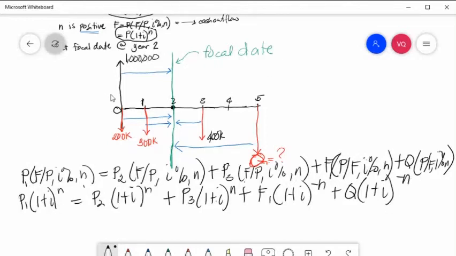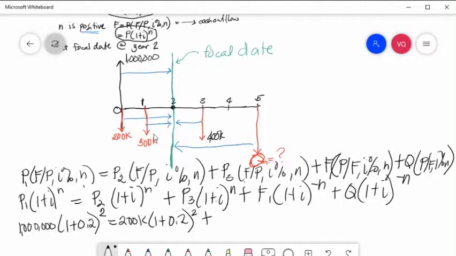Our P1 is 1 million. So 1 million, 1 plus our I is 0.2. Raised to, what is the value of our N? Since this is our focal date, how many years from 0 to 2? So we have 2 years, raised to 2. Equal to 200K, 1 plus 0.2 raised to 2 also.